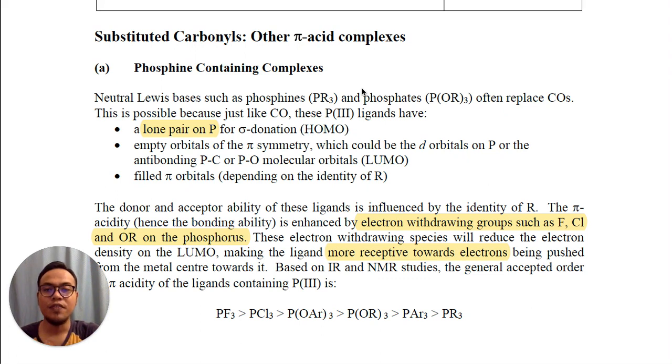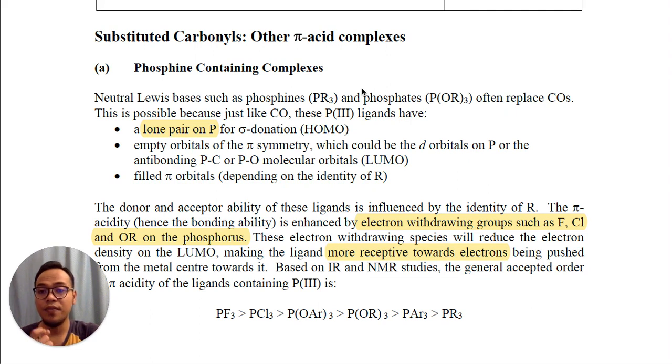Second, phosphines have empty orbitals of pi symmetry, which could be the d orbitals on phosphorus, or the antibonding phosphorus to carbon orbitals, or phosphorus to oxygen in the phosphate form. This is your LUMO, or lowest unoccupied molecular orbital. So we have a lone pair for sigma donation, and you have empty orbitals, which is your LUMO.